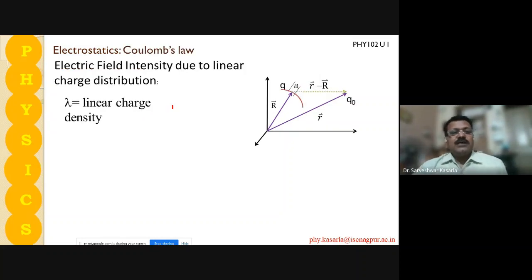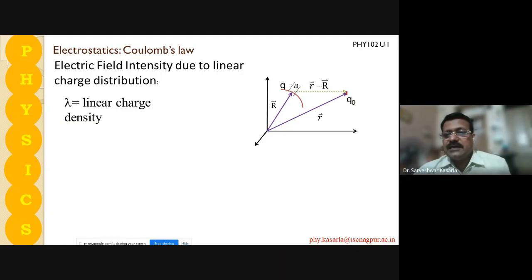Yes, we continue to find the electric intensity due to a linear charge distribution. So this is the linear charge distribution. The charge is not a point charge. Now this charge is distributed along this line, this red colored line. We can say it is a uniform distribution of charge along a single curve. Now let us define a linear charge density. Lambda is the linear charge density. Linear charge density means charge per unit length, because this charge is distributed along the length.